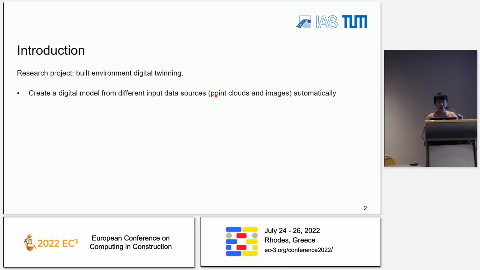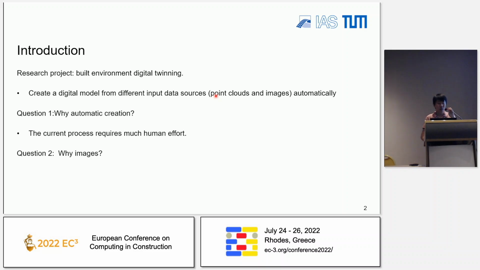There are also two keywords here. The first one is why do we need an automatic creation method? You may have already heard in the previous presentation that currently the reconstruction process requires much human effort, which makes the cost to generate a model exceed the benefits we can receive. And the second key point is why do we need images?